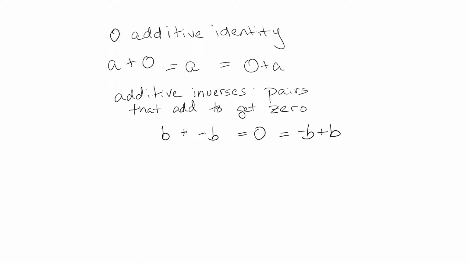Okay? So if I look at 5, what do I have to add to 5 to get 0? Well, it's -5, and I can show that. If I go to 5 on the number line, and then adding a negative means that I've got to go back, and I end back up at 0.